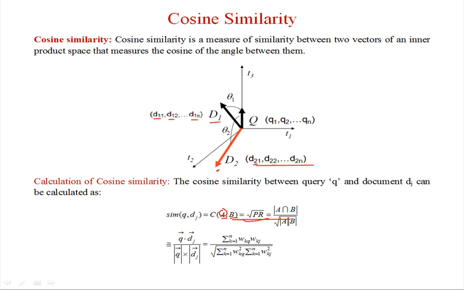So the cardinality of Q is equal to the sum from k equal to 1 to n of W kq whole square, and into the sum of W kj whole square.